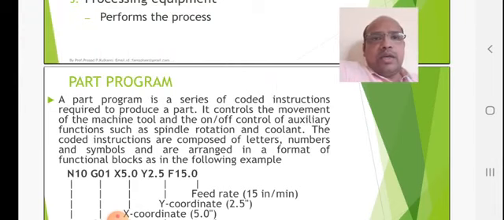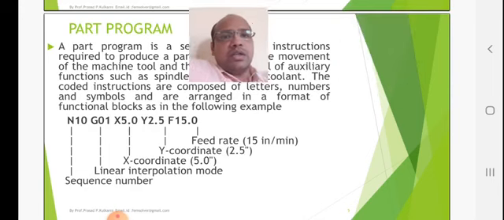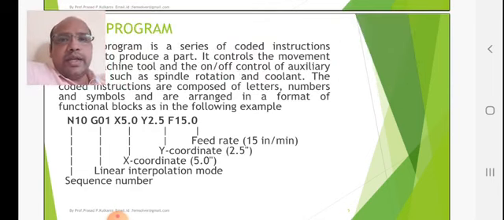A part program is a series of coded instructions which are required to produce a part. Now let us see here N10, G01, X 5.0, Y 2.5, F15. These letters, numbers and symbols are given. These are just one form for writing a part program. The coded instructions are composed of letters, numbers and symbols, and these are arranged in a sequence. Now let us see what is this N10. It is a sequence number. When you write a part program, N indicates line number of that part program.